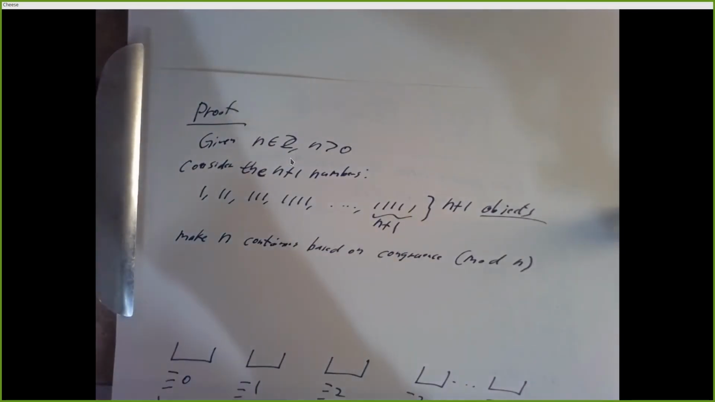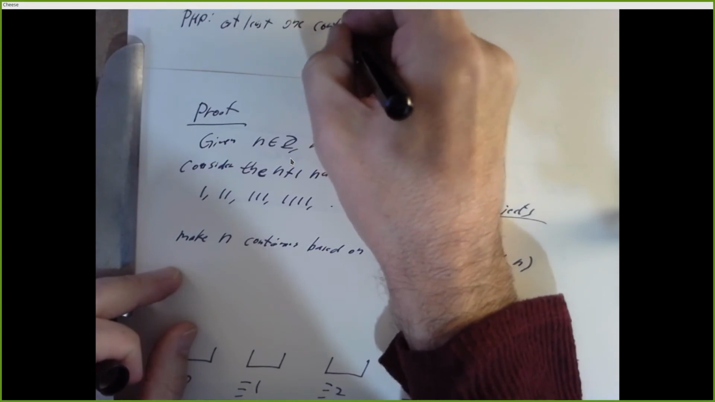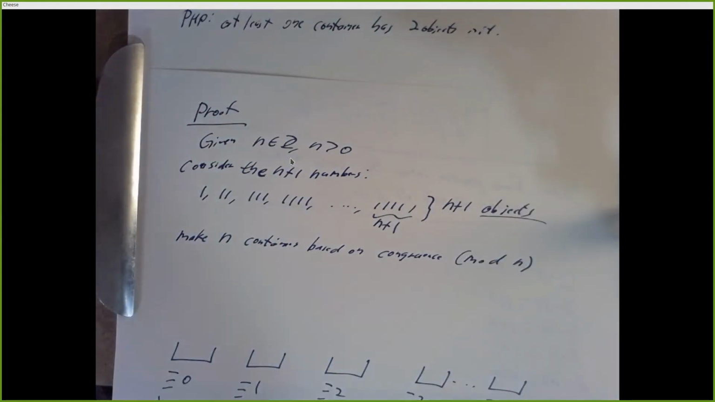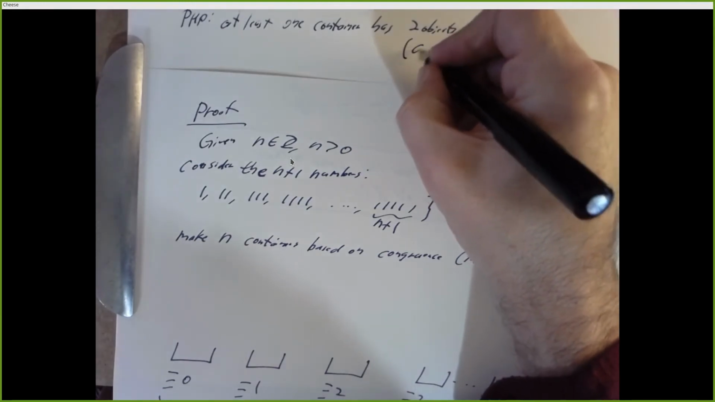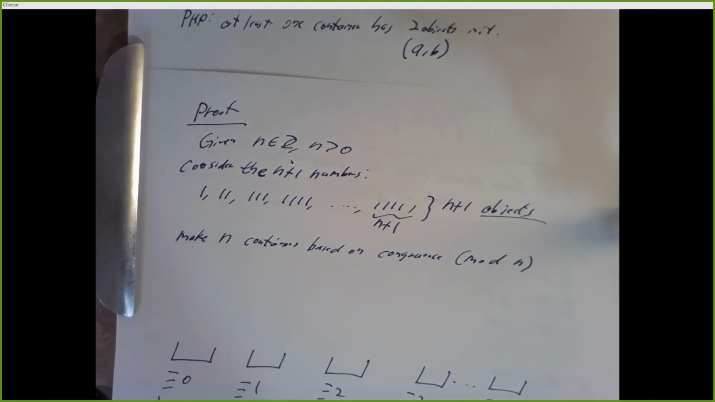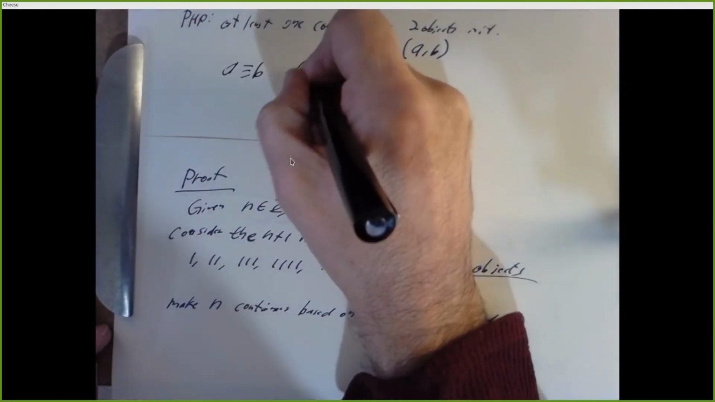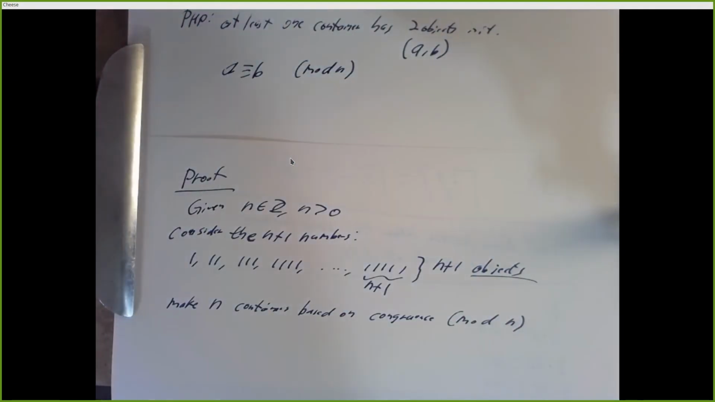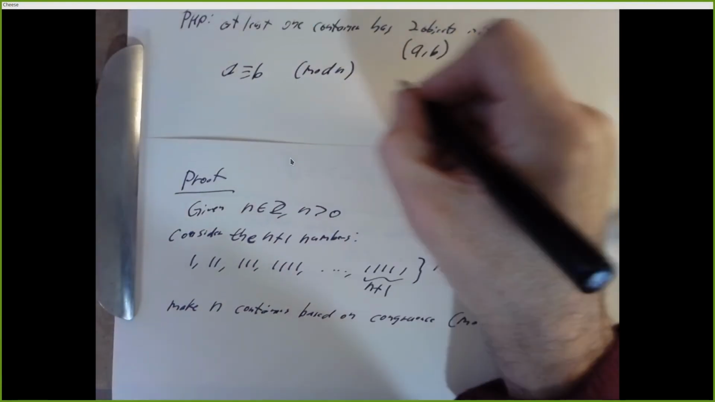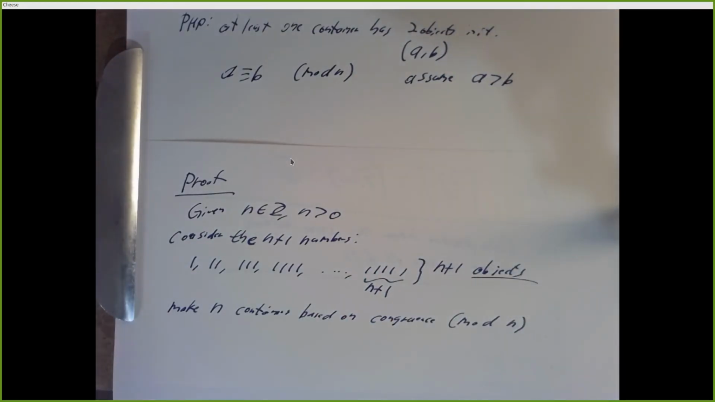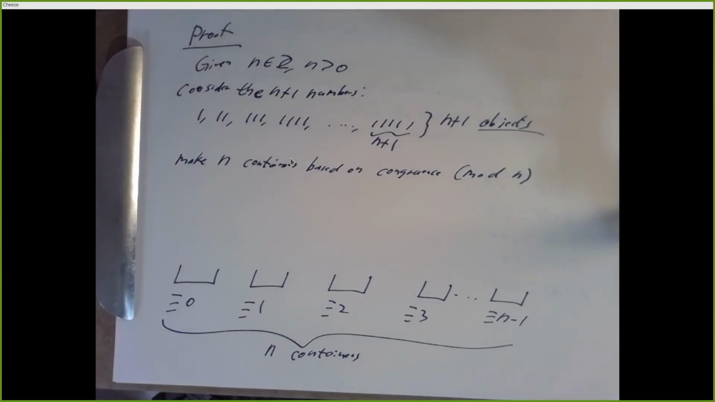Okay, what does the pigeonhole principle tell us? At least one container has 2 objects in it. Well, let's call those objects A and B. If both of those objects are in the same container, what does that mean? It means A is congruent to B modulo n. I'm going to assume A is bigger than B, and this is where we can say assume without loss of generality, because all I'm doing is saying take any 2 objects from whatever container has at least 2 things, pick 2 of them out and call them A and B.